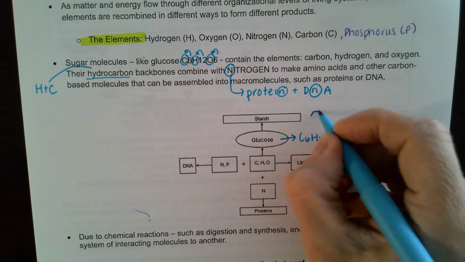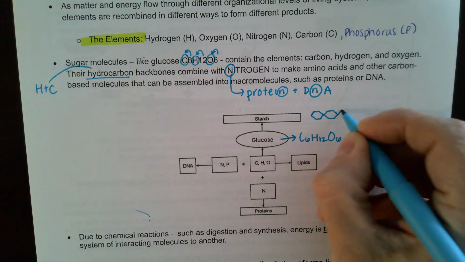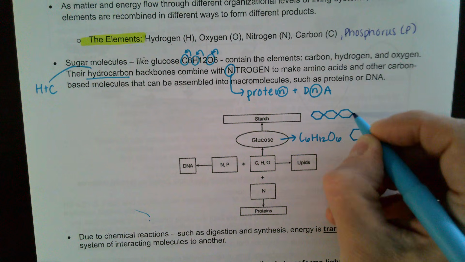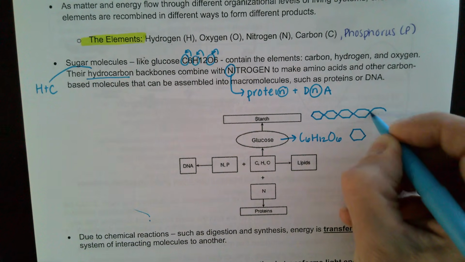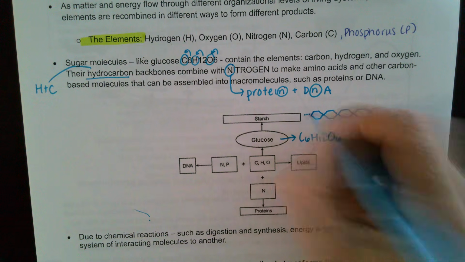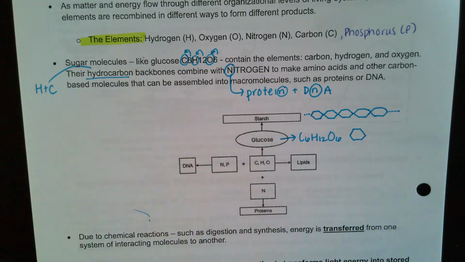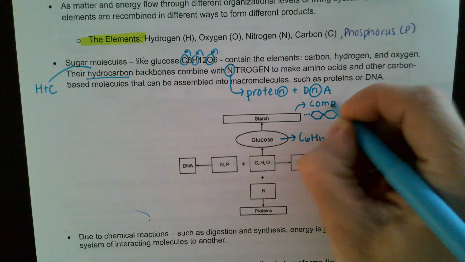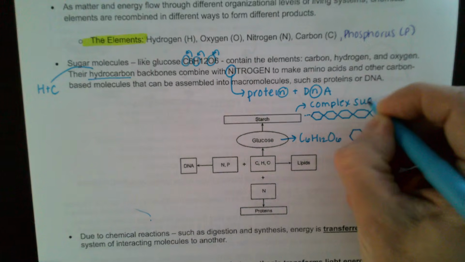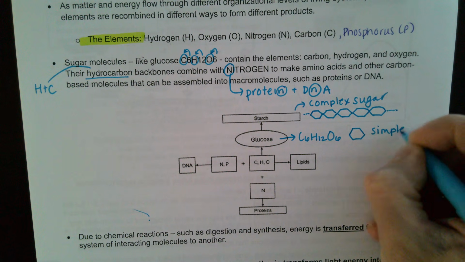So if I put a lot of building blocks together and I bond them together, then I can make a storage molecule known as starch. Now I did the dots to just show you that it continues on to the left and the right. This is a complex sugar, where glucose would be referred to as a simple sugar.